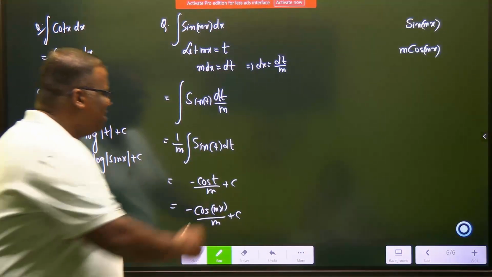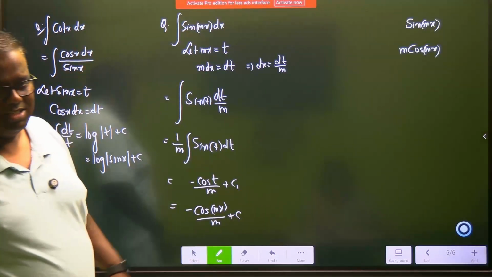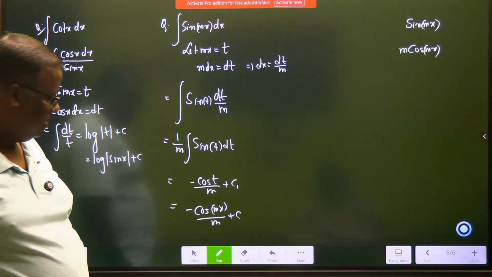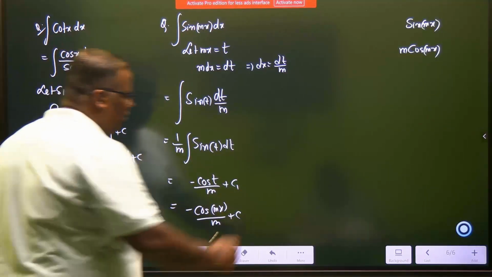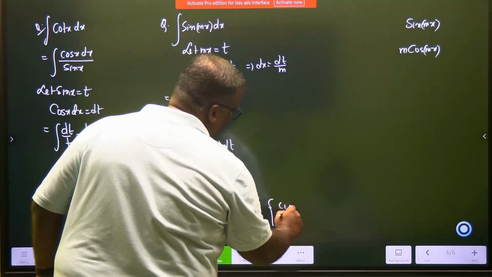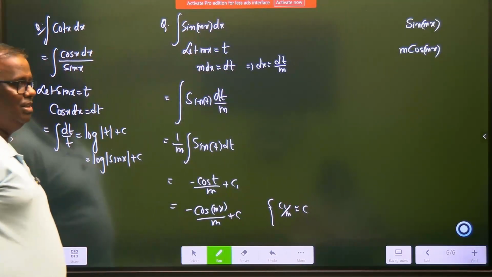You can put this as c1 and keep this as c. C has nothing to do. So you can write c1 by m is equal to c. It's a constant end of the day, right?